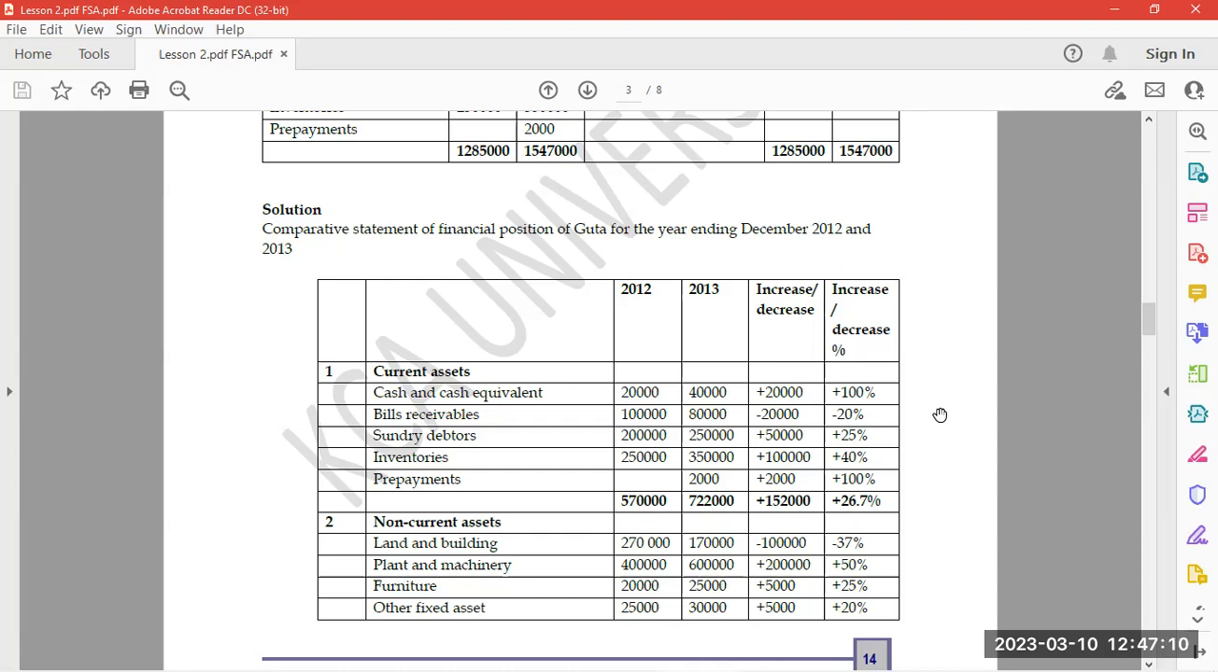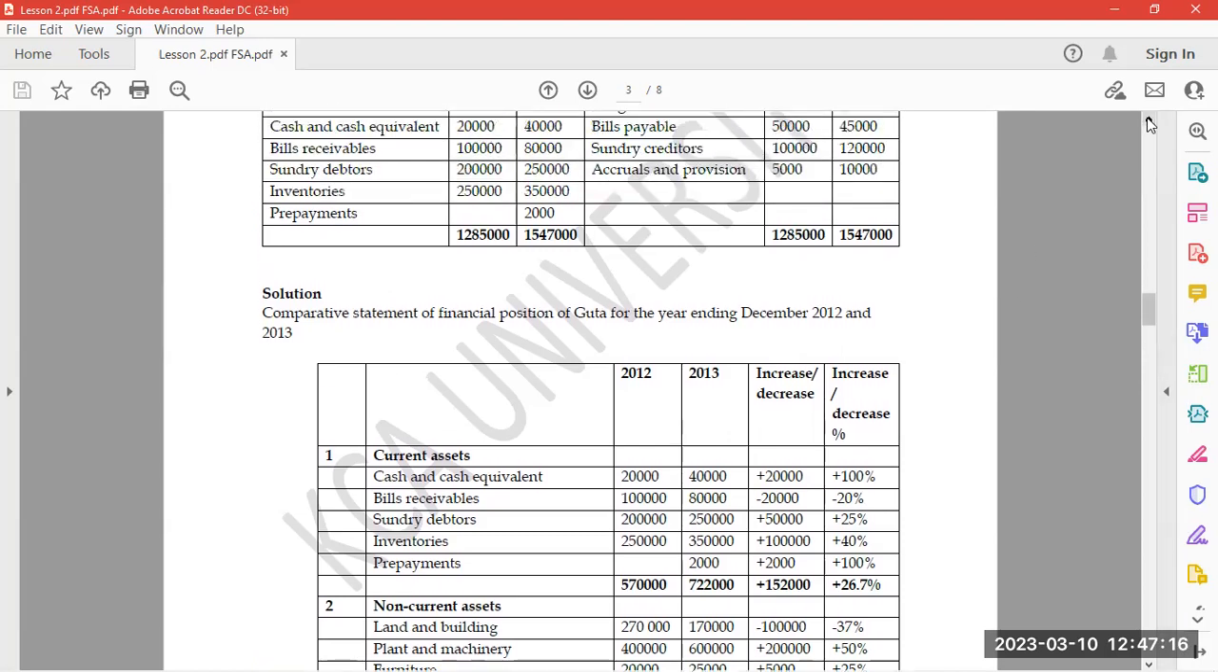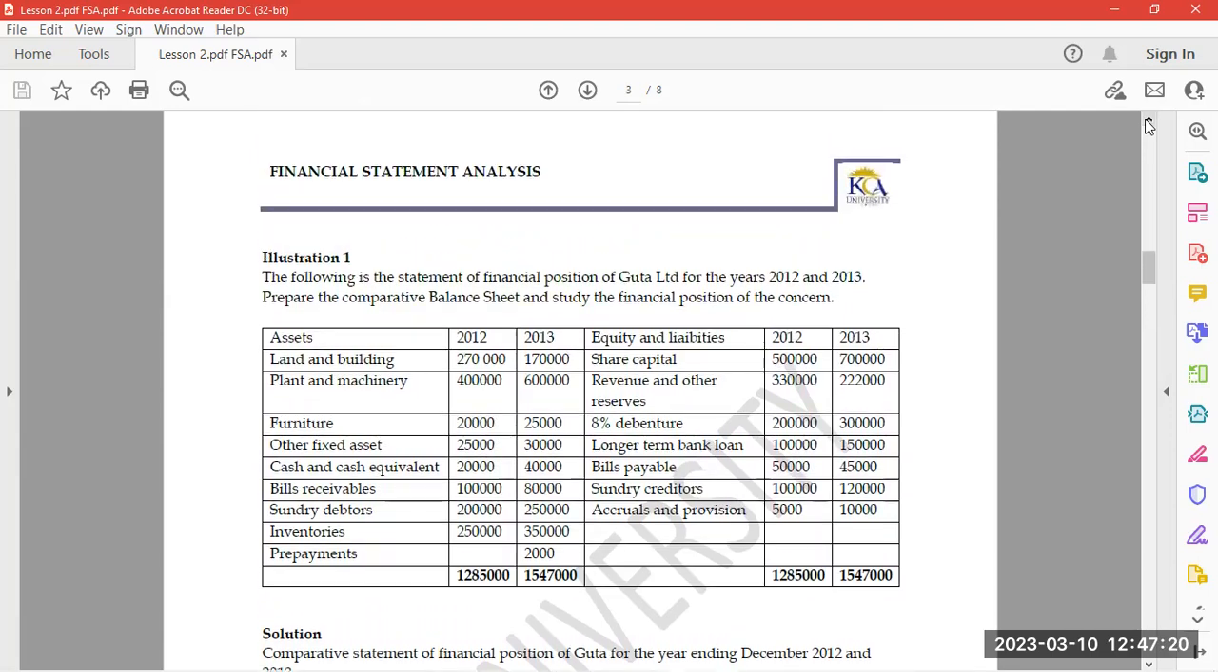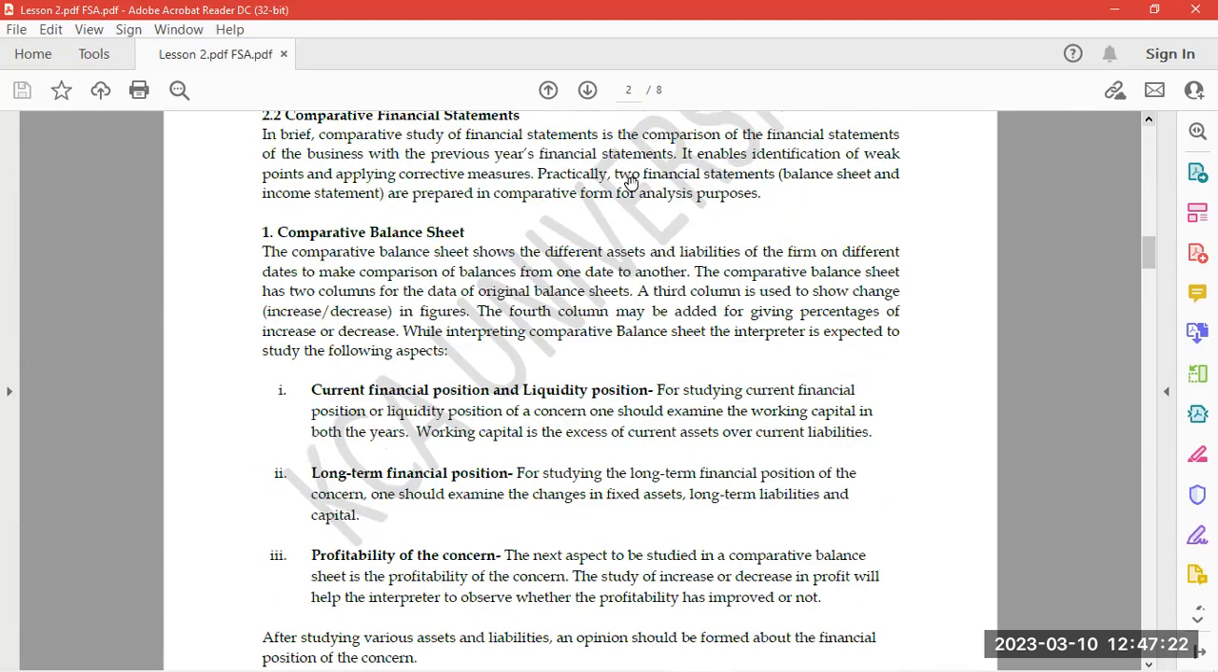How will we do this? If you come back up here to what comparative financial statement analysis was all about, this is what we will talk about here. The comparative balance sheet shows the different assets and liabilities of the firm on different dates to make comparison of the balance sheet from one date to another.